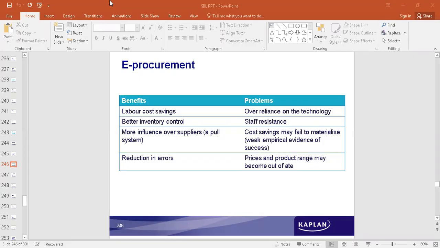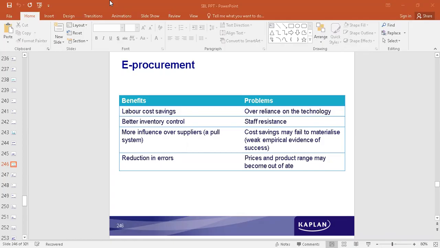Then cost savings may fail to materialize. See, whatever savings they are claiming from e-procurement, that very quickly they can purchase, no need to purchase too much material, that there can be savings of costs, these cost savings may fail to materialize. Maybe it's not possible to realize all that is theoretically stated. Okay, that is one problem.